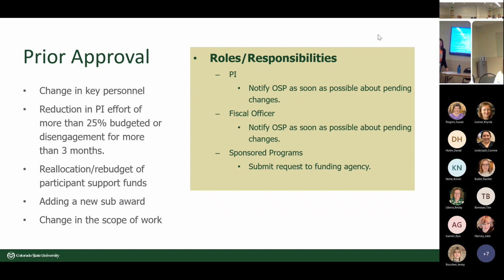All right, prior approvals. If there's a change in key personnel, make sure that that is prior approved from the sponsor. Reduction in PI effort, we've talked about that 25%, but also it's a disengagement of more than 3 months. So oftentimes, with maternity leave, the PI says they're going to keep checking in, and so they don't really deem that as a disengagement for 3 months. Really talk to them about that.